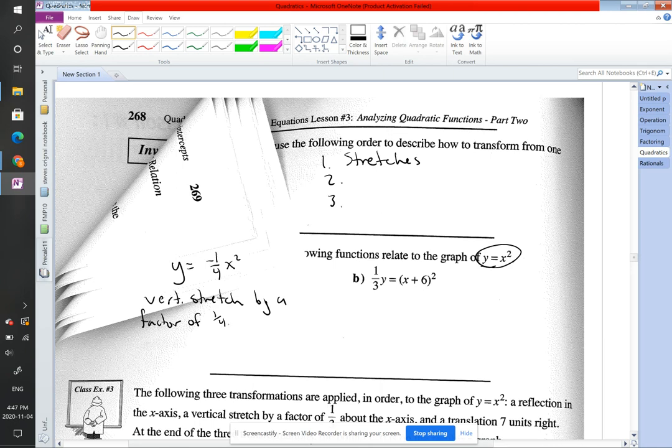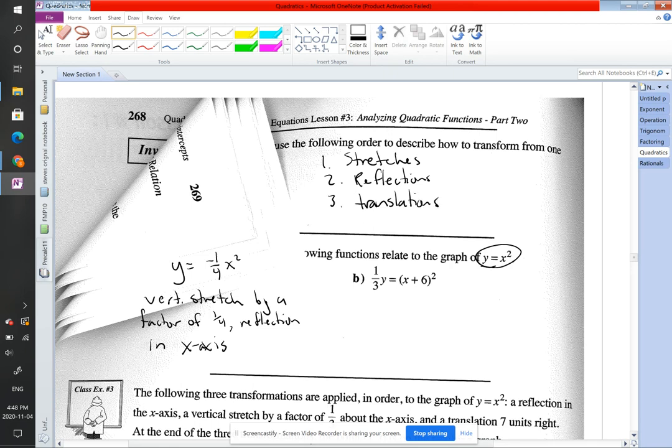And now we're going to talk about our reflections. It's negative 1/4, so we have a reflection in the x-axis. And there's no translations because we have no p or q value. So we're done.